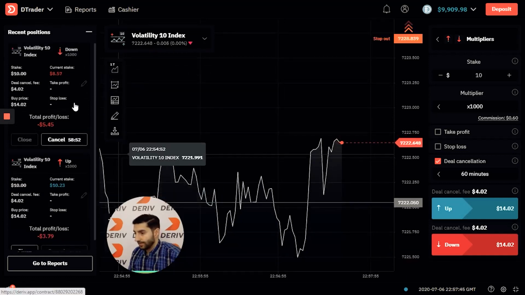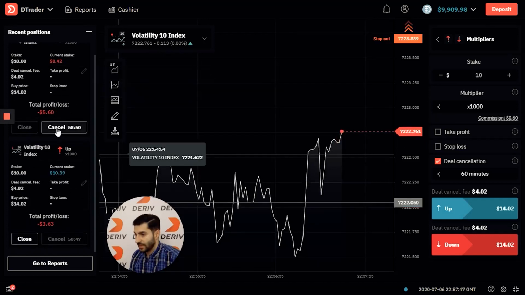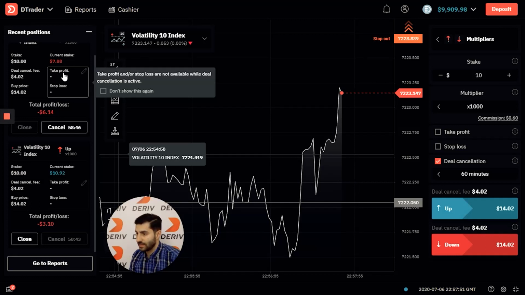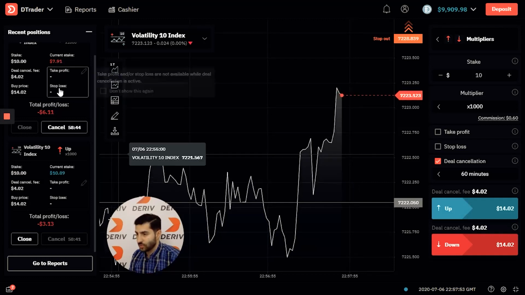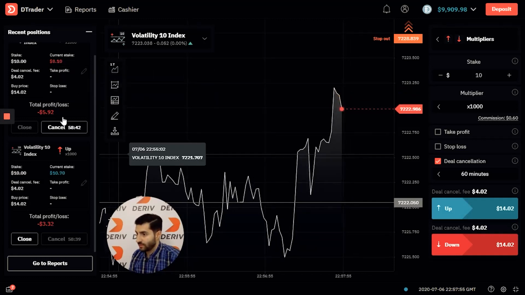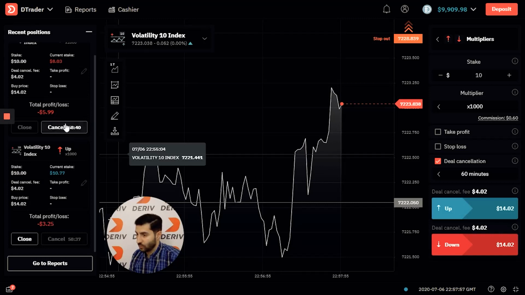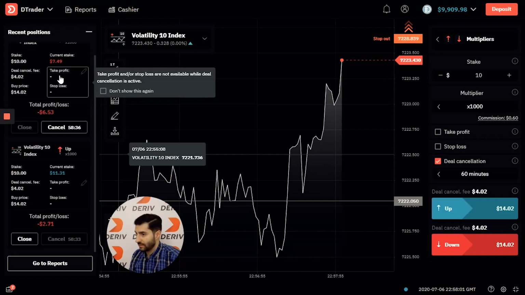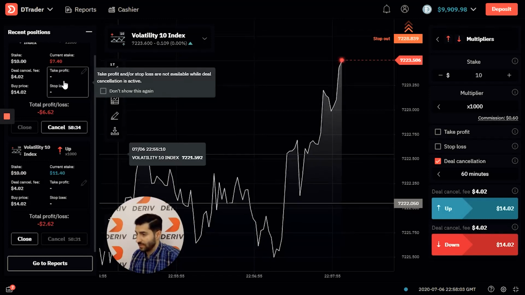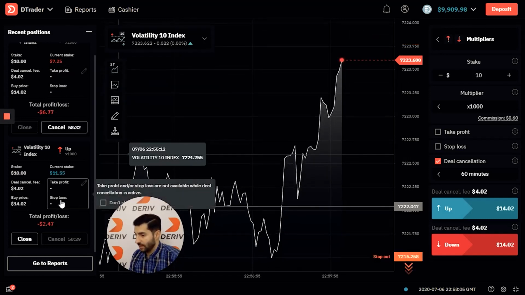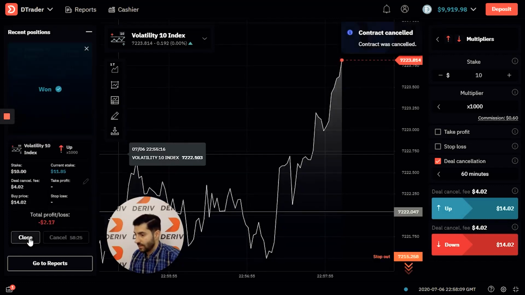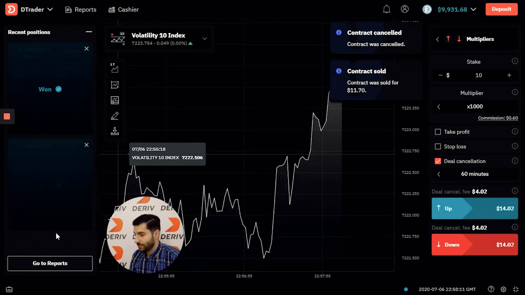Okay, so while these contracts are at this point, I'm going to cancel this one over here. You'll notice that the take profit and stop loss options are not available, and you cannot activate them while deal cancellation is on. Once this time is expired, if I haven't done anything up until then, I can then activate either of these or both of them again. Right now, I cannot. So I'm going to cancel this contract, and we're going to close this contract.